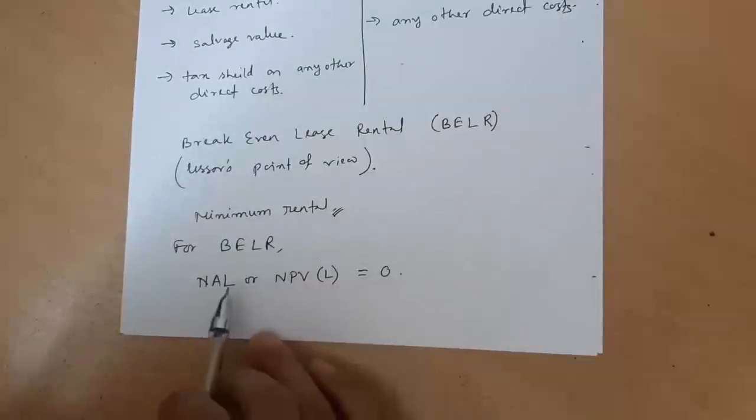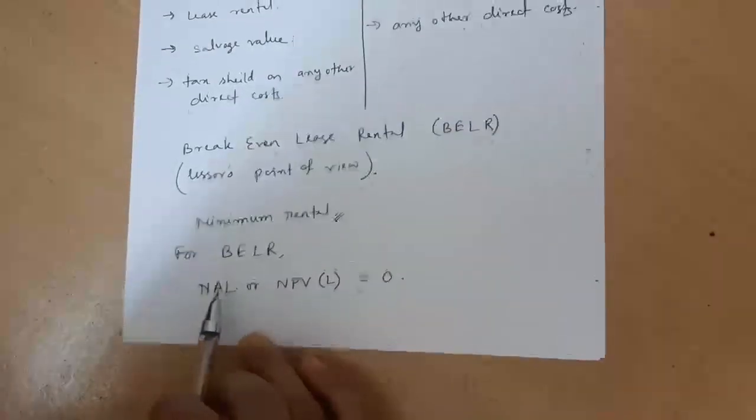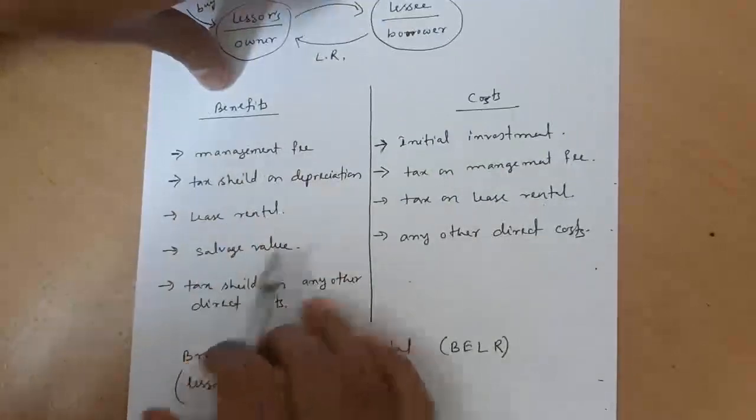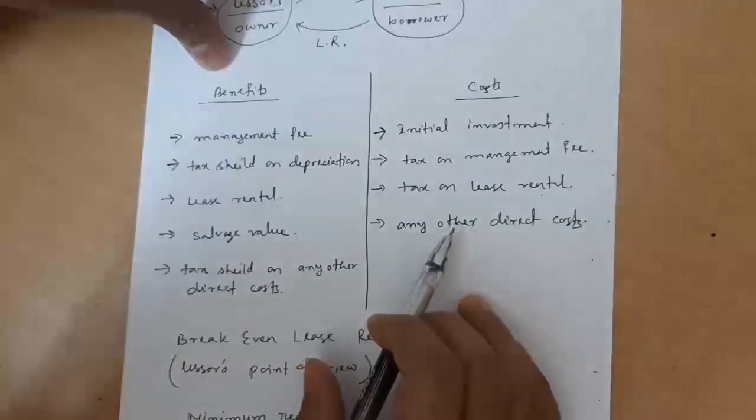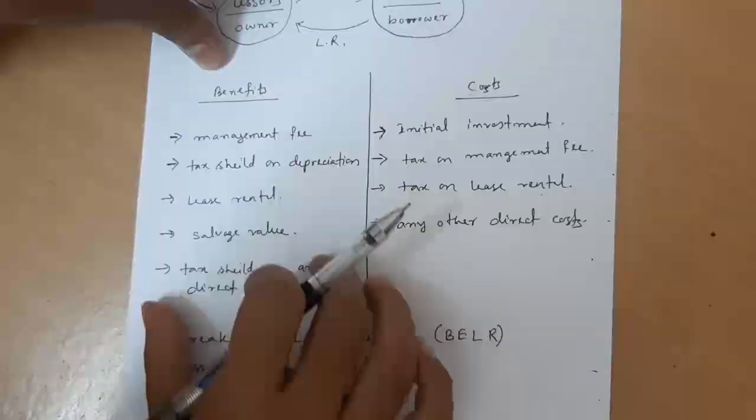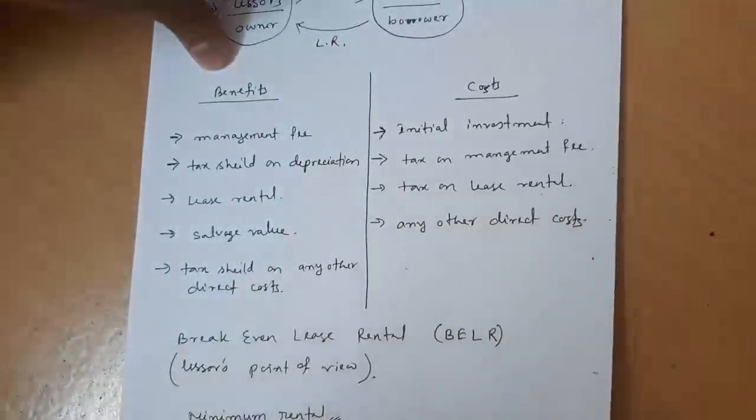And what is net advantage to leasing? Net advantage to leasing is simple: benefits minus the cost. So the sum total of benefits minus the sum total of the cost. Now we'll just write all these things. How are you going to write them? It is very simple.